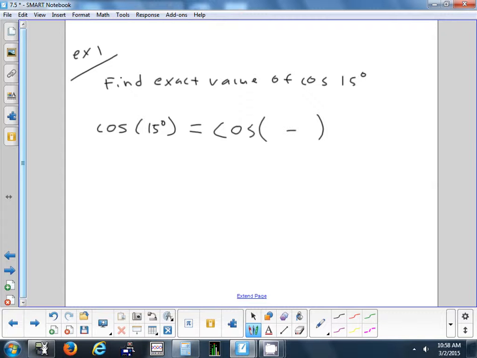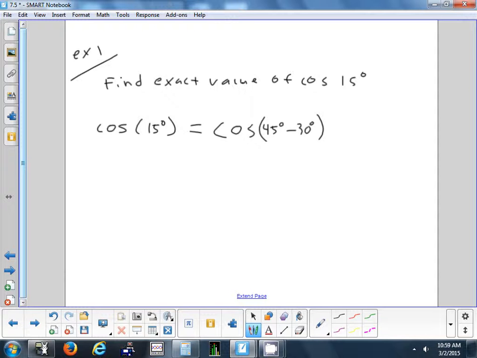How could you rewrite this, James? 45 minus 30. Right. To do this, you want to pick numbers that are multiples of 45 and 30. So 45, 90, 135, 180, 225, 270, 315. And then 30, there's some overlap with that. 30, 60, 90, 120, 150, 180, 210, things like that. Any of those angles, if we type them in on a calculator, you're going to get a number or a decimal you should recognize.